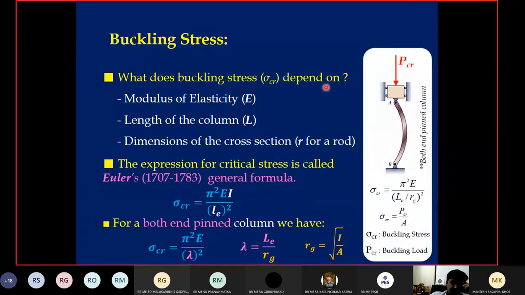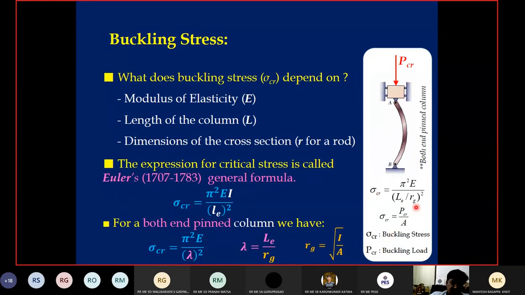Since the critical loading divided by the area gives you the stress, you have that related here. You can see you are trying to find the buckling stresses and buckling load. When you have a buckling load, you divide by area, you get the buckling stress. And if you are trying to find the stresses, we are relating that to the radius of gyration.